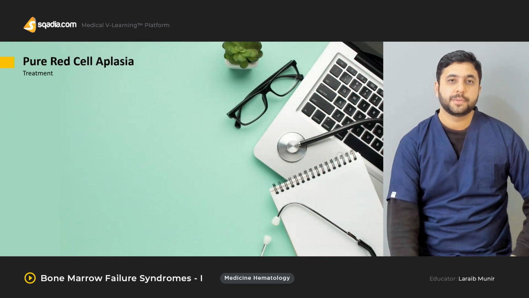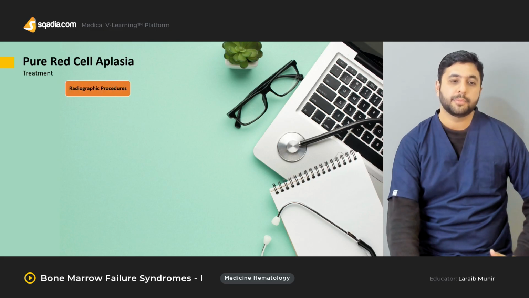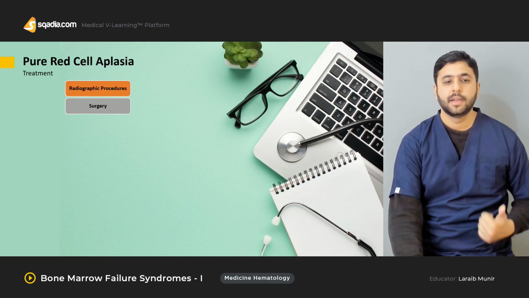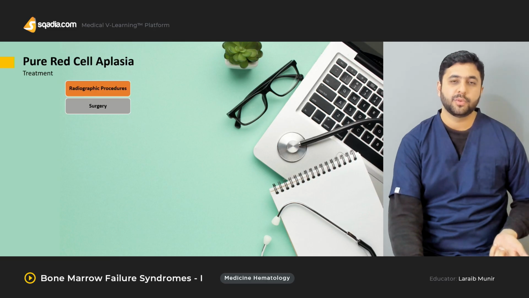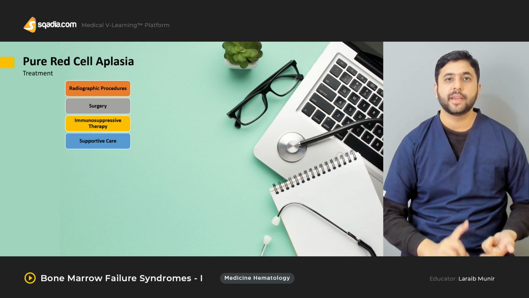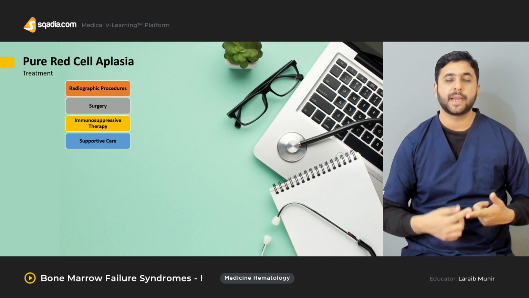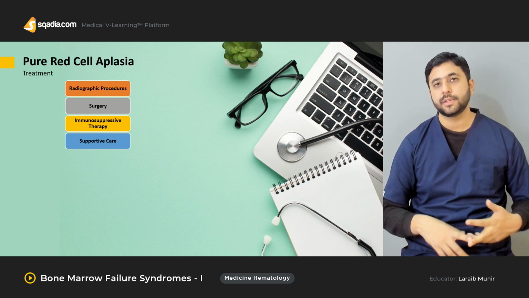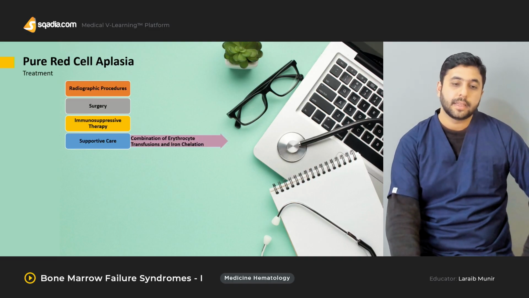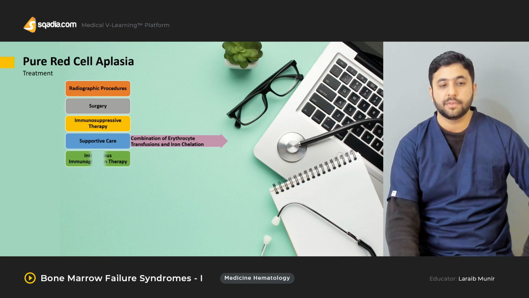Let's talk about the treatment options we have. It is important to treat the primary disease. It can be done with the help of certain radiographic procedures. If we have a mass, we can remove it. Surgery can be done, for example, removal of a thymoma. Immunosuppressive therapy with various types of immunosuppressive agents can be tried. Supportive care: if the patient has infections, we might give antibiotics. We might have to transfuse the patient if there is a low hemoglobin count. A combination of erythrocyte transfusion and iron chelation is also very important to avoid iron overload.